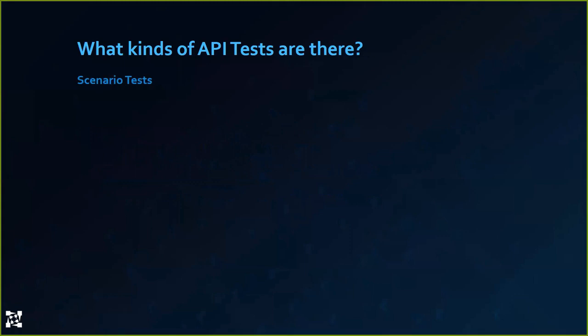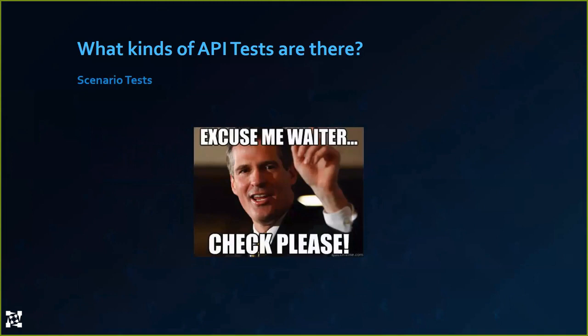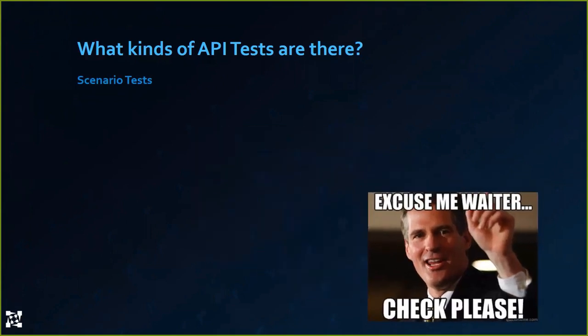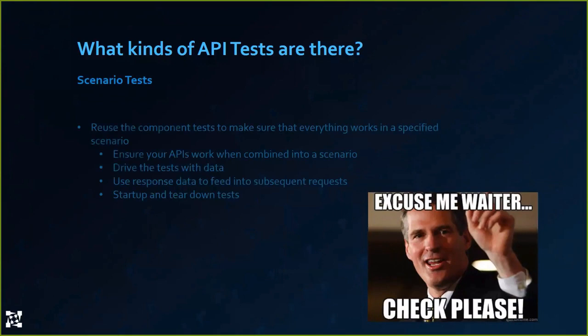Now, in our restaurant example, our scenario test would be: I arrive at my restaurant, I get a table, order my food, get my receipt, pay for my meal, and leave. But what happens when we get our check, and instead of the table for 2 that we had, we're getting a check for the table of 20 that's just across the aisle from us? What we want to do is make sure that the data that we're being fed matches the data that we are expecting. Scenario tests allow us to do this by reusing our existing component tests to make sure everything works in a scenario.